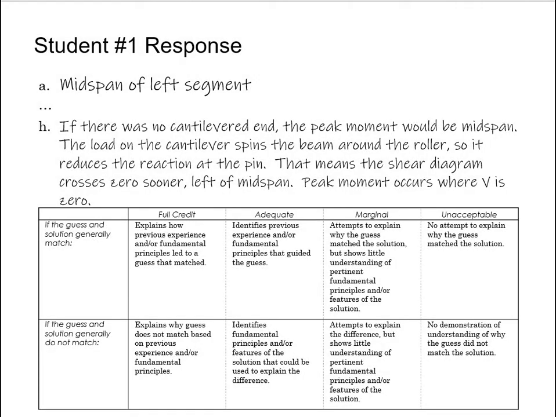Now it's your turn. The student's guess did not match the solution. Read the student's reflection and assess the quality of the response using the rubric. Pause this video until you have finished making your choice, then hit play to see how I rated it.